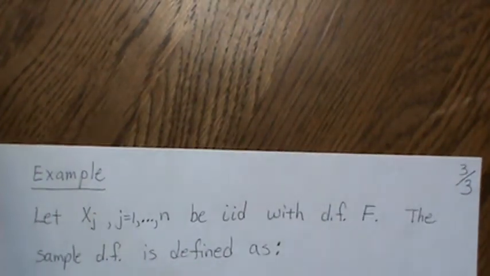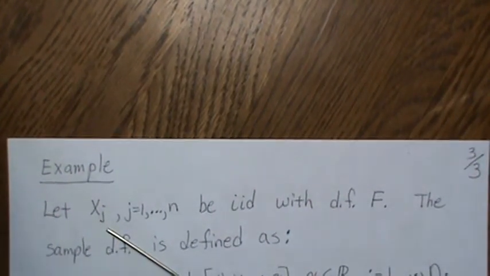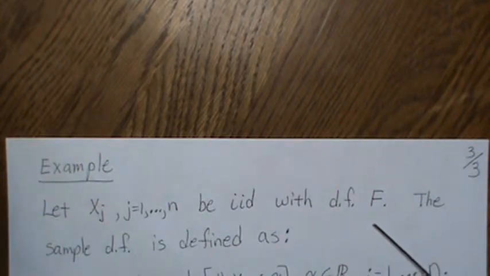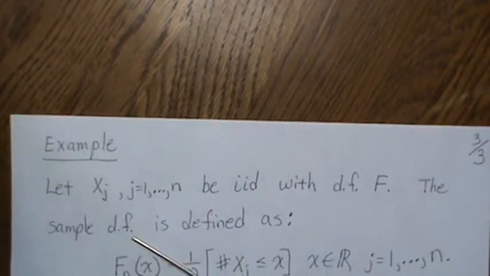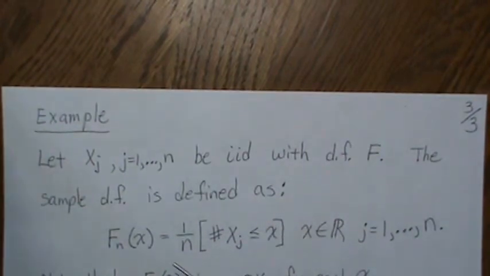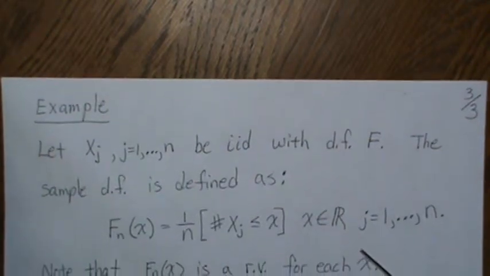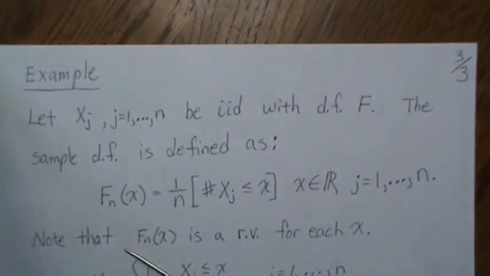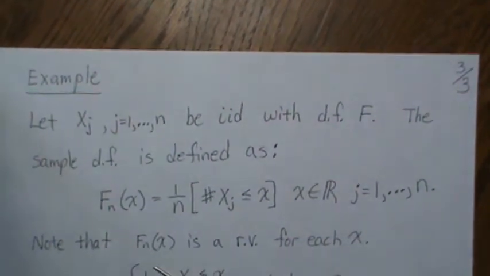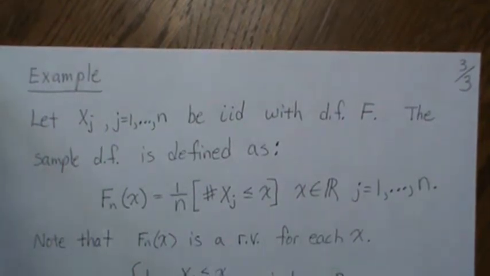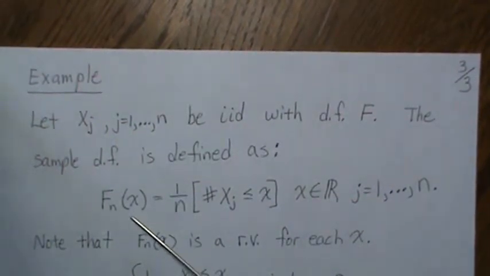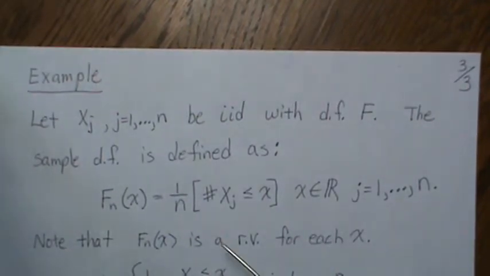Okay, so let x_j, for j from 1 to n, be IID with distribution function F. Then the sample distribution function is defined as this. So F_n(x) is the number of data points less than or equal to this little x, divided by n, and this is for all x on the real number line. So note that F_n, our sample distribution function, is a random variable itself for each x. We don't know what it's going to be until we plug in our x and calculate it.